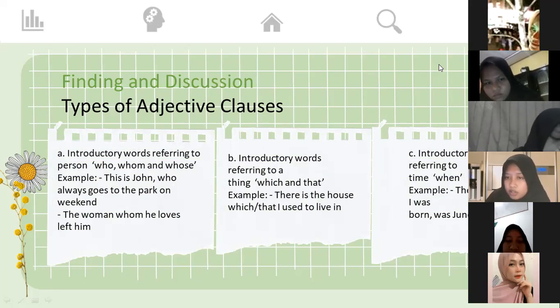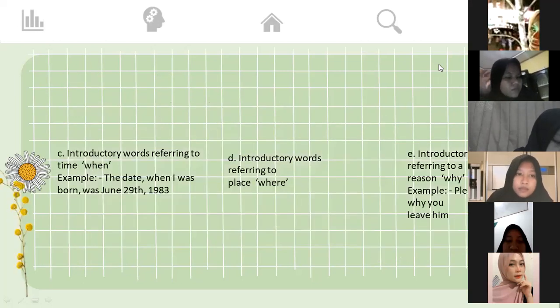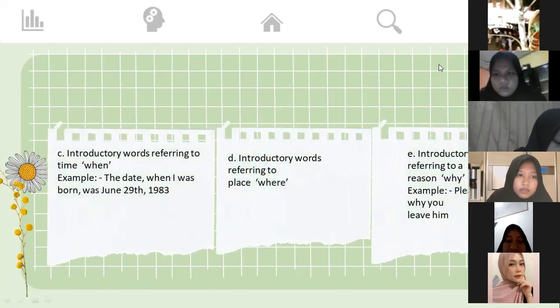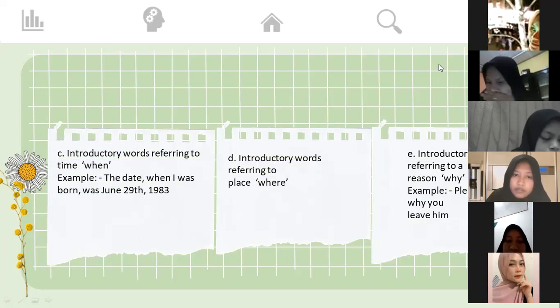And then introductory word referring to time, when. Example, the date when I was born was June 29, 1993. Introductory word referring to place, where. And then introductory word referring to a reason, why. Example, please tell me why you live in.